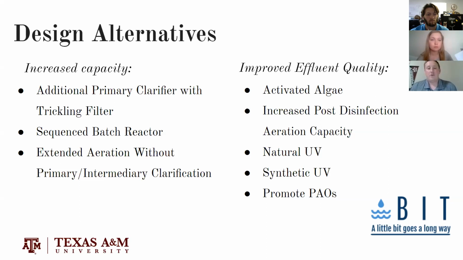For improved effluent quality, we looked at a number of different treatment options. The first being activated algae, which involves live algae feeding on biological nutrients as a food source, and thus reducing their concentration in the effluent. We also looked at post-disinfection aeration capacity, natural and synthetic UV disinfection, and we were also trying to figure out a way to promote phosphorus accumulating organisms in the plant.